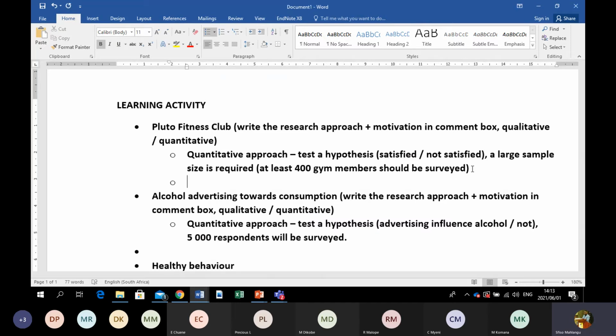And then in terms of Pluto Fitness Club, say here we are choosing a research design. So we already know that we cannot choose exploratory because we already chose quantitative. So your answers should be aligned here. If it was qualitative, we would just say exploratory. But since it's quantitative, it's either descriptive or causal research.